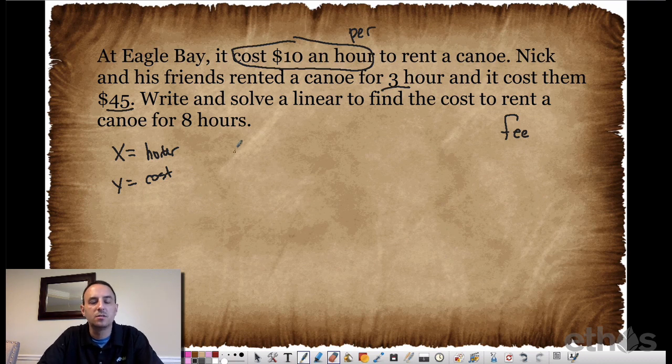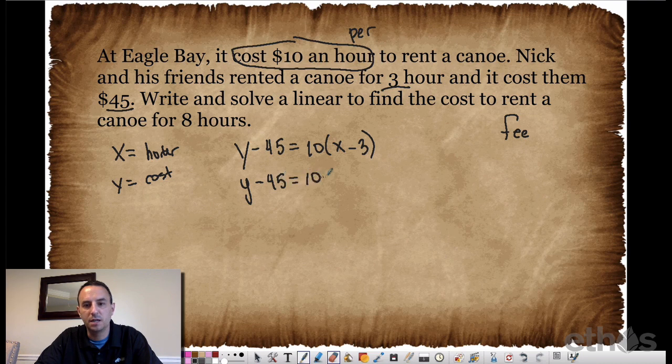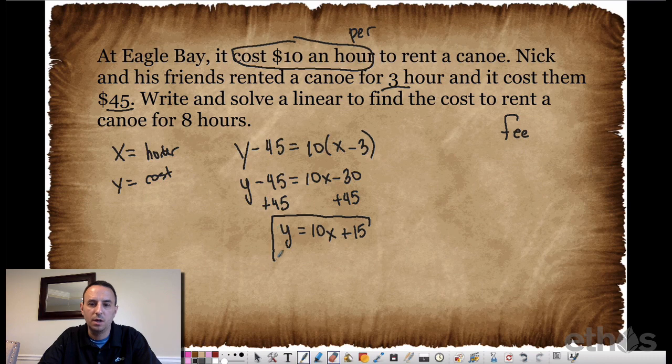Okay, so y minus 45 is equal to m, which is 10, times x minus 3. So distribute: y minus 45 is equal to 10x minus 30. Add 45 to both sides. We're going to see y equals 10x plus $15. And if you do a quick check, if you substitute 3 in, you get the point. Now that's really not the question. The question says, write and solve a linear equation. Okay, done that. But how much would it cost for 8 hours?